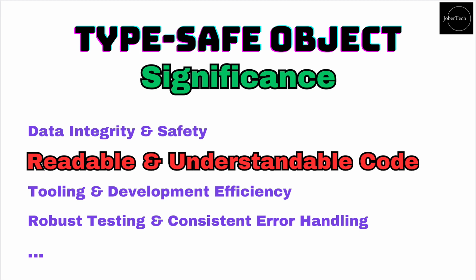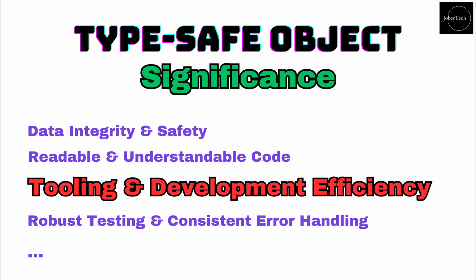Readability and understandable code. When you and your team review the code in the future, a clear structure of what the data looks like is invaluable. This clarity can be the difference between smooth development and hours of debugging.